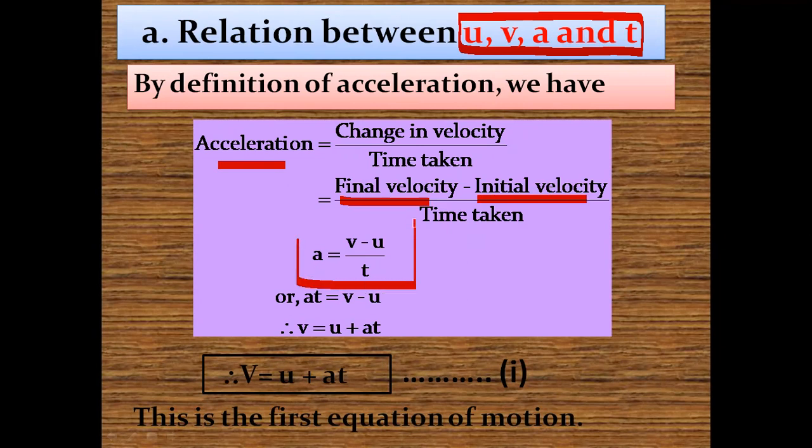We can write that in short form: a is equal to v minus u by t. Here v means final velocity, u means initial velocity, t means time taken, which you already know from the previous slide. When we do cross multiplication, then at equals v minus u. Then we got the first equation of motion. This first equation of motion shows the relationship of velocity with respect to time when there is uniform acceleration.